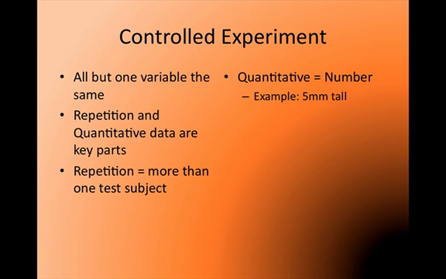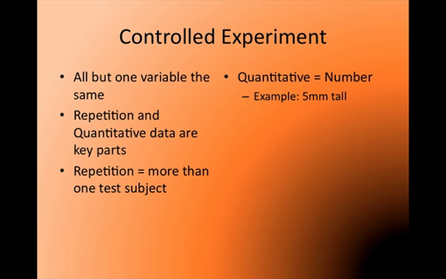Quantitative means that you got a number. So if you're going to have quantitative data, it's an actual number attached to it. So if we go back to my grass example, I was measuring in millimeters. That's quantitative. The example would be 5 millimeter tall grass. It's very clear what 5 millimeters is. There's no way to get confused about it.